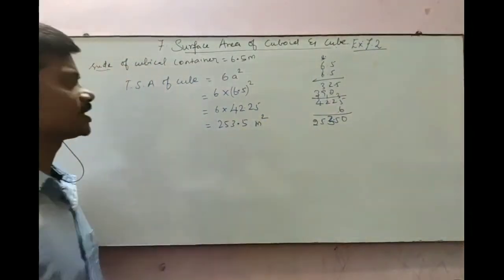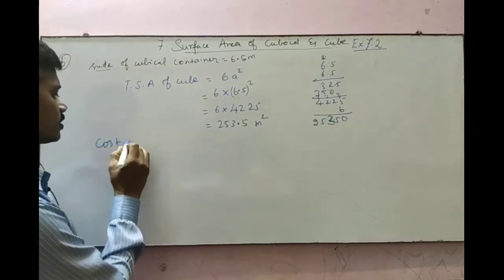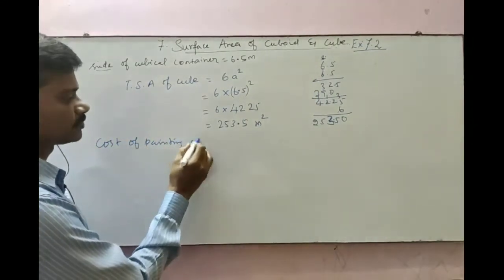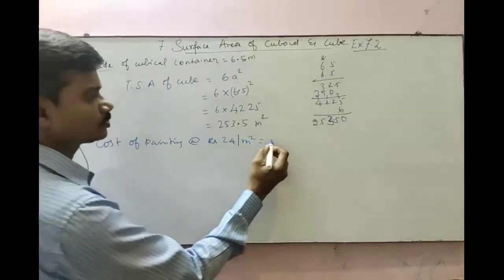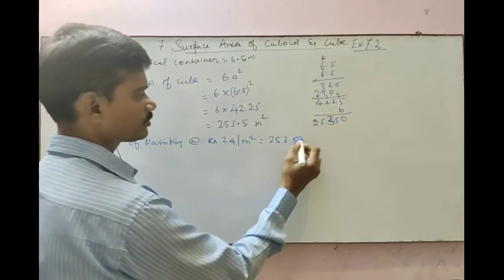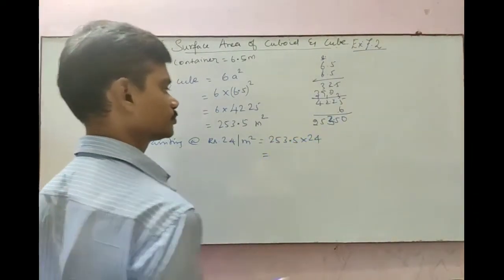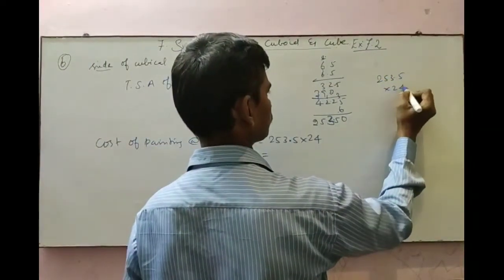So this is the total area to be painted, but the cost of painting at the rate of rupees 24 per meter square is equal to 253.5 into 24. Now we have to multiply this 253.5 with 24.